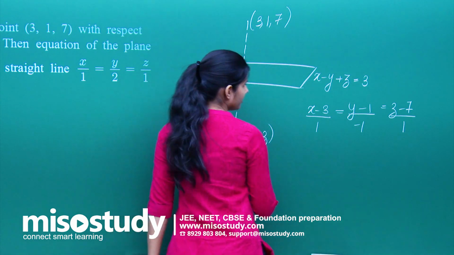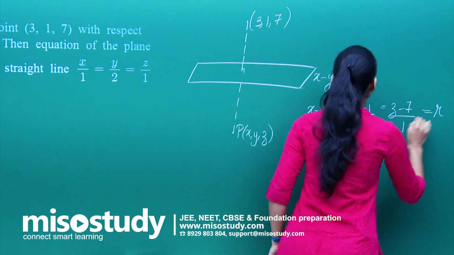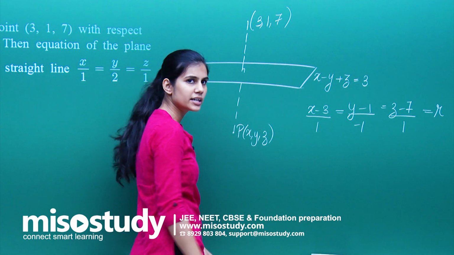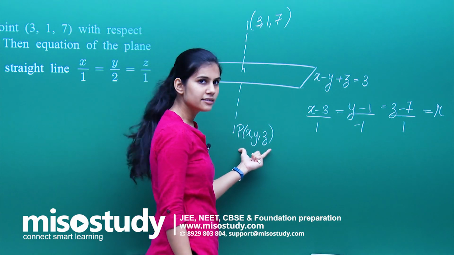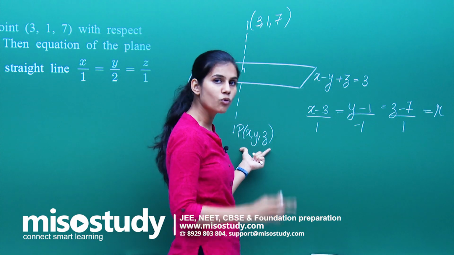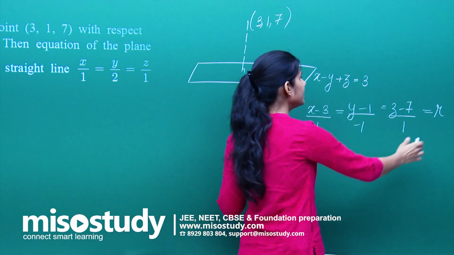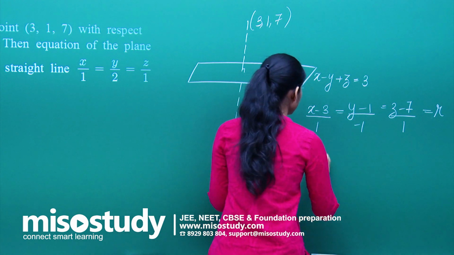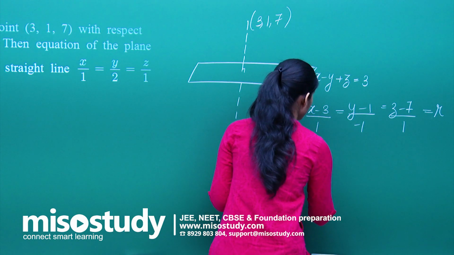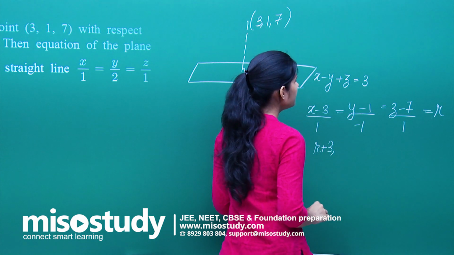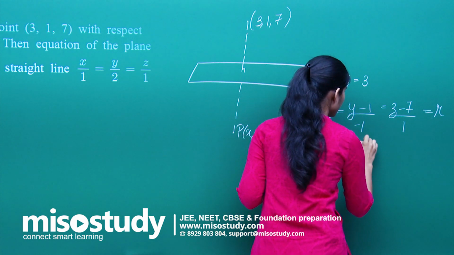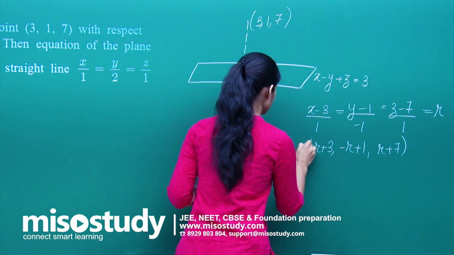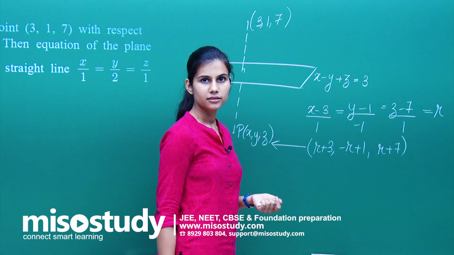Now I am saying that if it is a straight line which is normal to this plane passing through this point, it is actually this straight line only, and this straight line is containing this point. So this point is lying on this straight line. So the coordinates of this point can be obtained with respect to some particular variable r. What will be the coordinates? x will be r plus 3, y will be minus r plus 1 and z will be r plus 7. This is my point P.